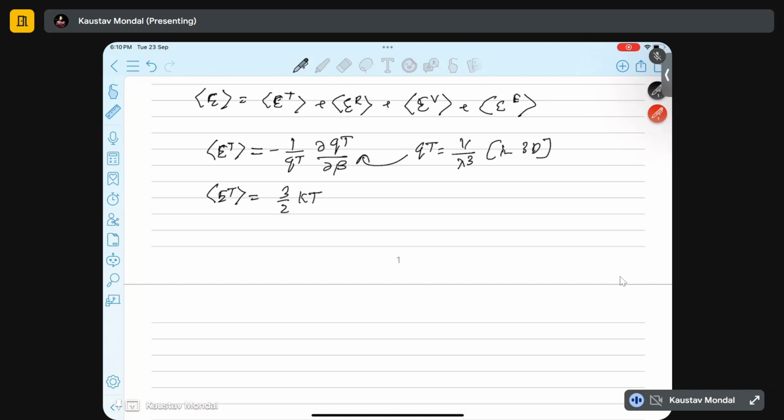In case of 2D, q_t would be V by lambda, sorry, not 2D, it's 1D. For 2D, it will be lambda square, right? So this is for 1D.